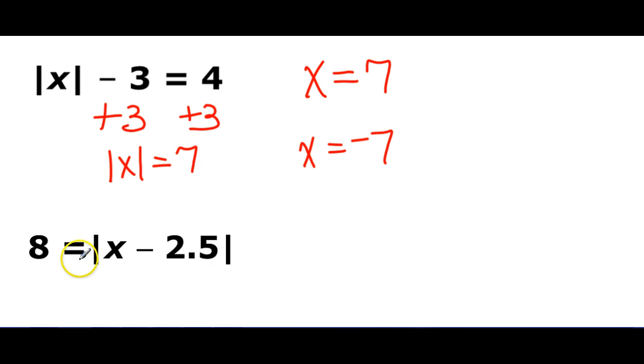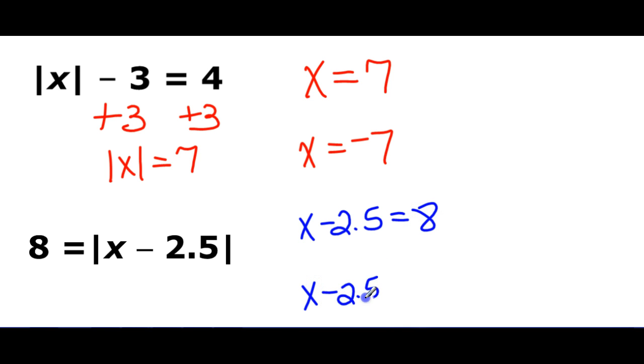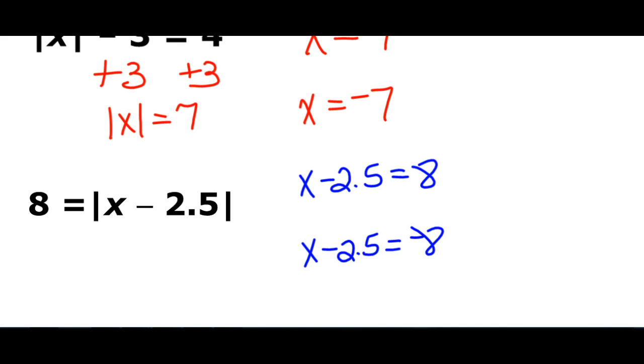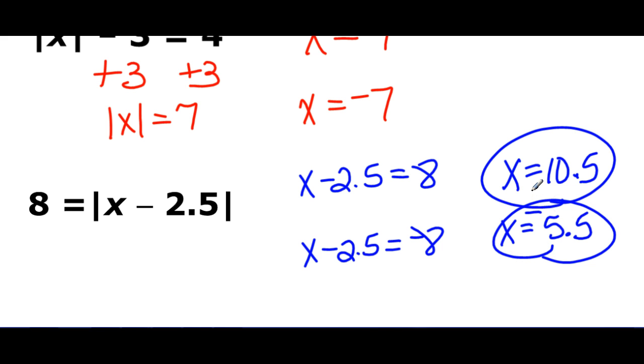All right, in this case, there's nothing on the outside of the absolute value, so I can jump right into setting up my two equations. X minus 2.5 is equal to 8, and x minus 2.5 is equal to negative 8. Now I need to take a minute and solve each of those. Add 2.5 to both sides here. I get x is equal to 10.5. Add 2.5 to both sides here, and I get x is equal to negative 5.5. And I believe those are correct, but I would check those and make sure that they work.